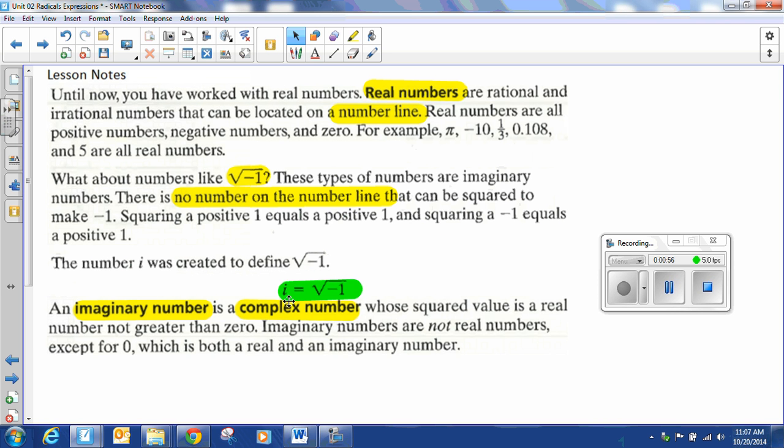So this right here is the most important piece. i equals radical -1. So an imaginary number is a complex number whose squared value is a real number not greater than 0.